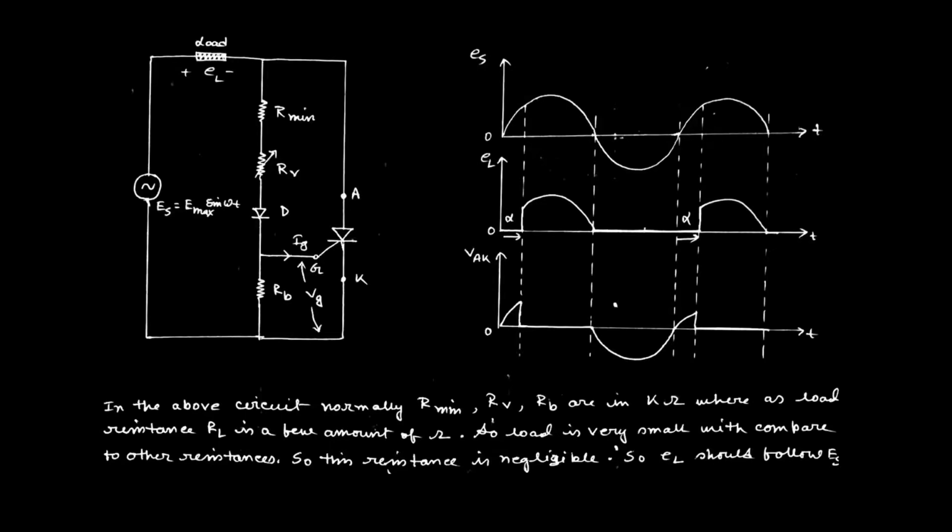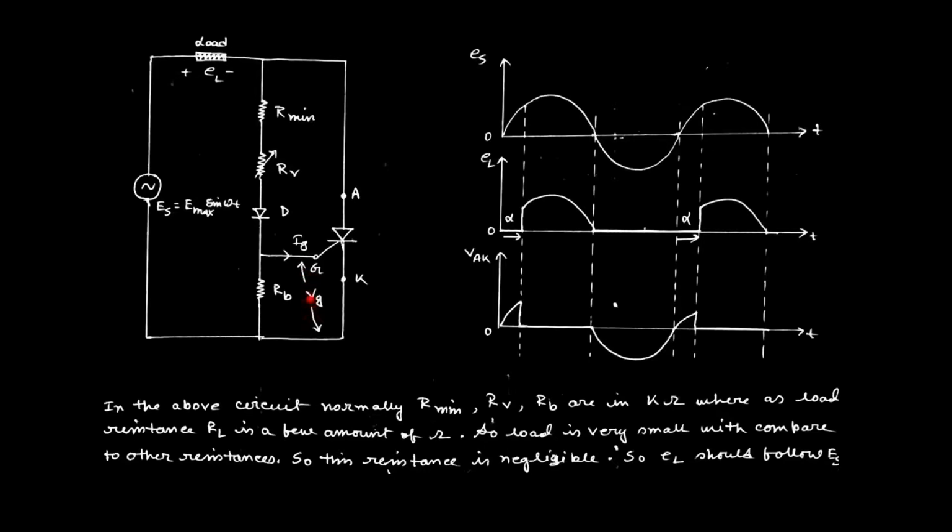In this resistive firing circuit, normally we use three resistances along with a diode: Rmin, RV and RB, and diode D. Now, why do we use these resistances? Rmin has a minimum value up to which we can permit the maximum gate current across the gate. RV is a variable resistance, normally used for controlling the shape of the output voltage.